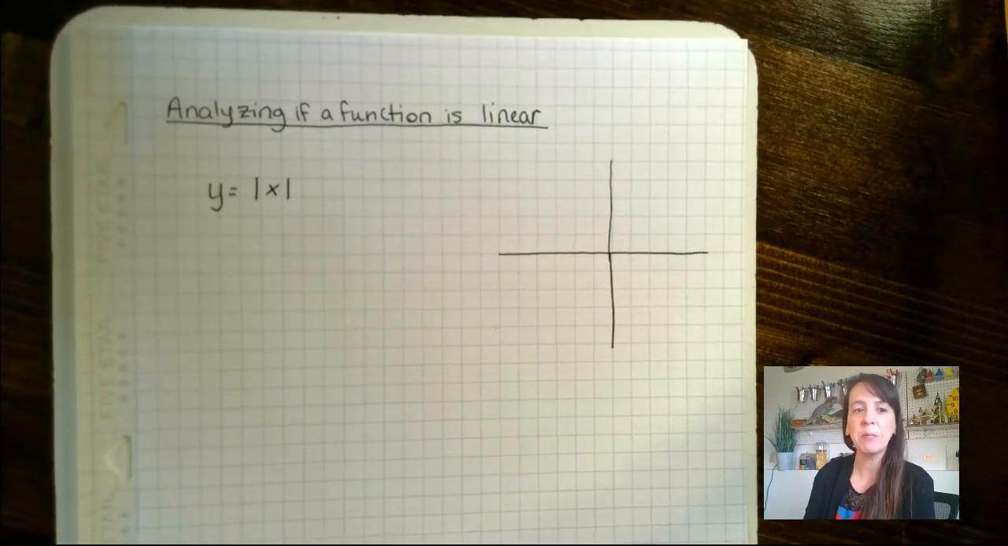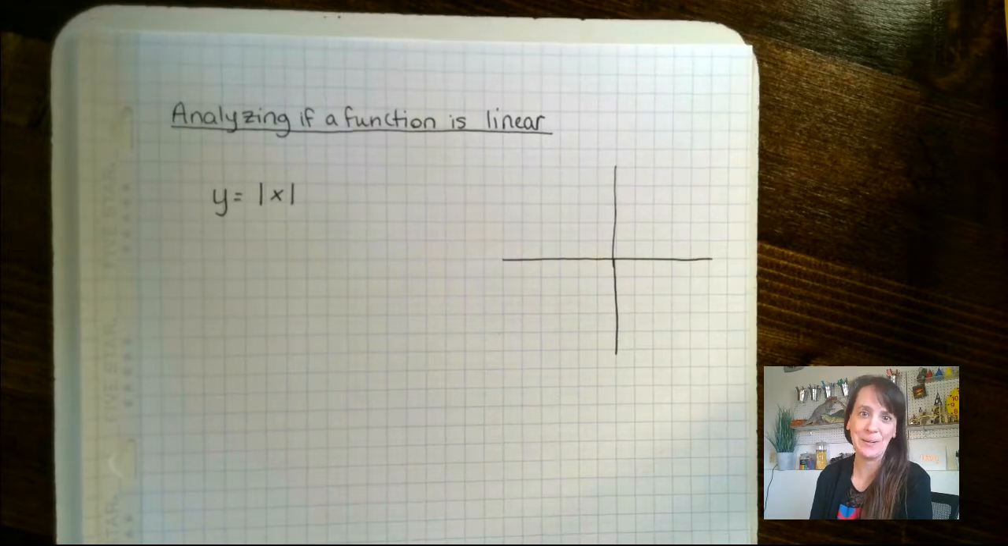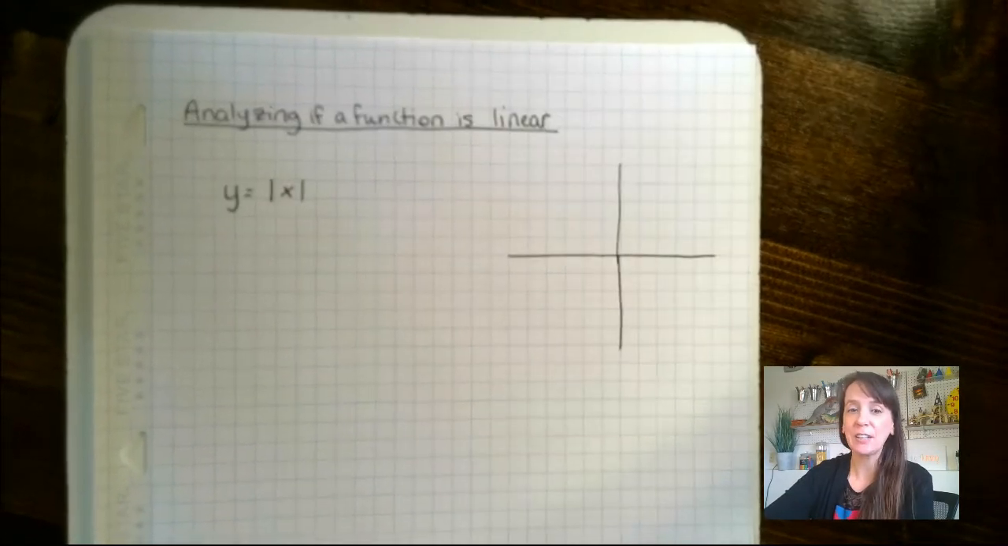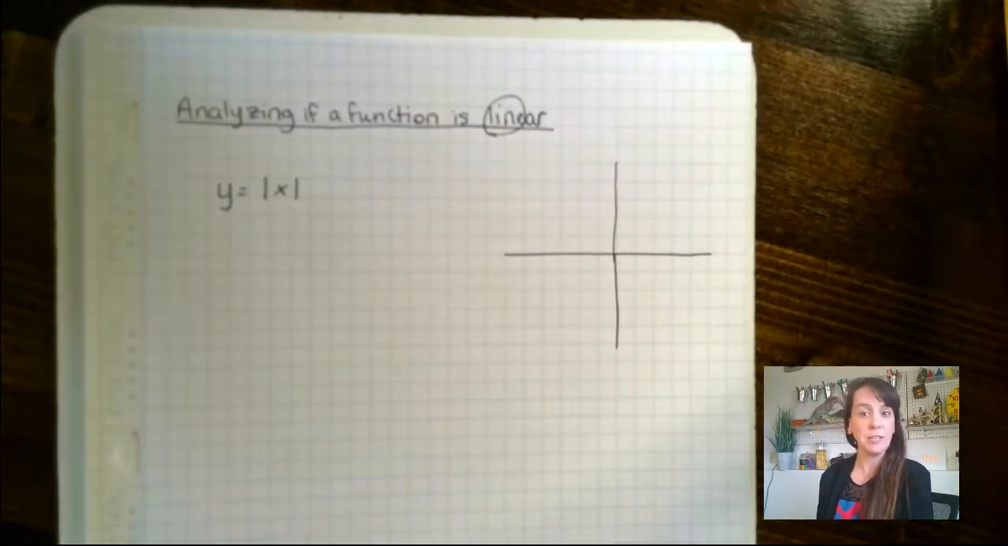Friends, welcome back. Today we're going to be talking about how to analyze a function and see if it is linear or not. Remember, the word linear is just a fancy way of saying a line, right? We've got a line here. So we want to know if a function is a line or not.